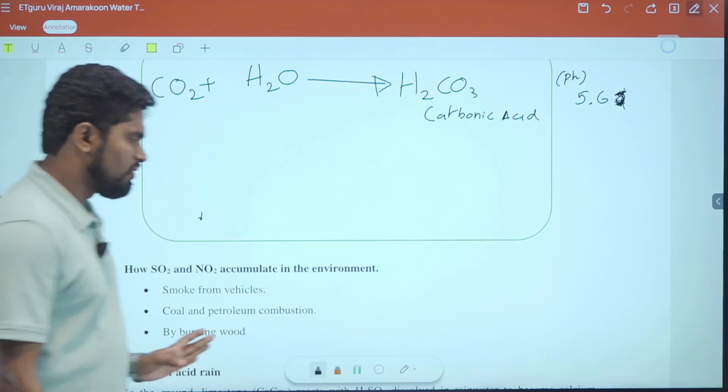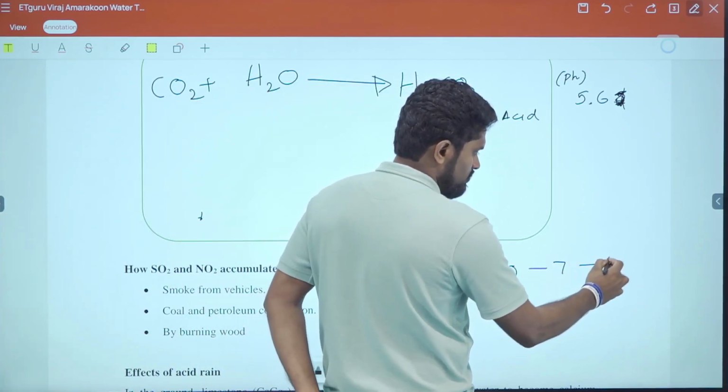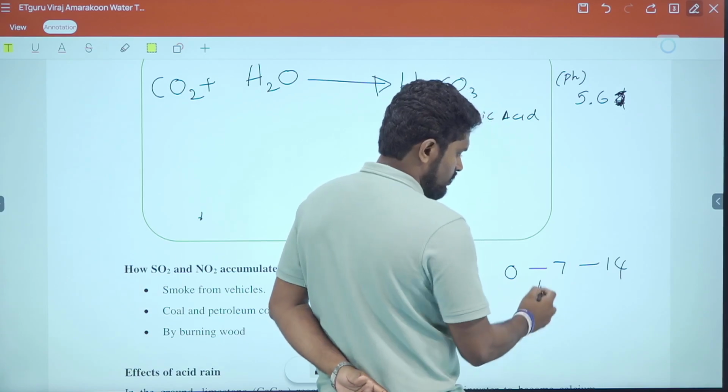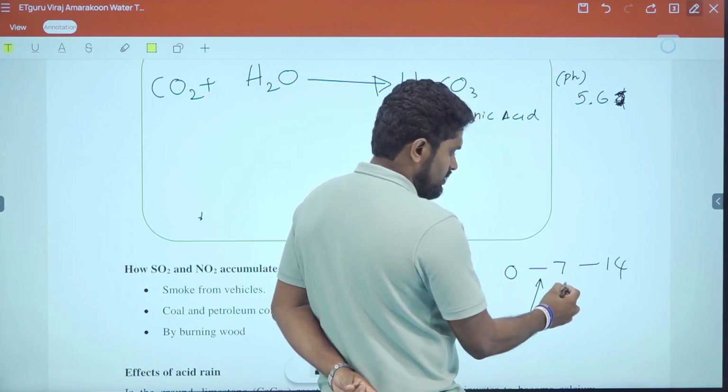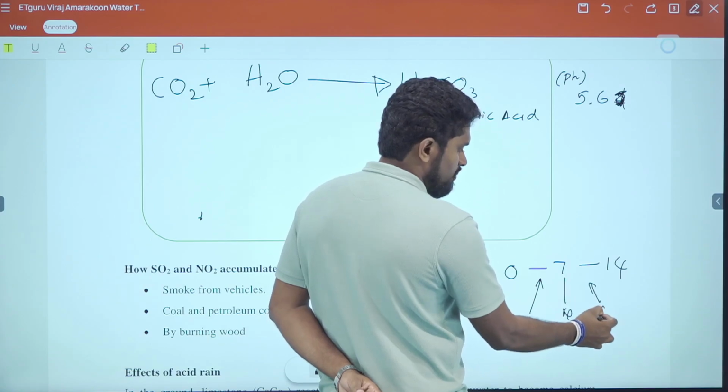Normally, you know the pH scale goes from 0 to 7 to 14, no? 0 to 7 is acidic. 7 is neutral, and above that is base. Normally it is acid.